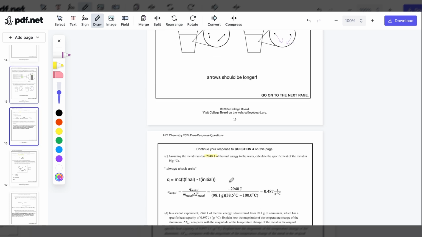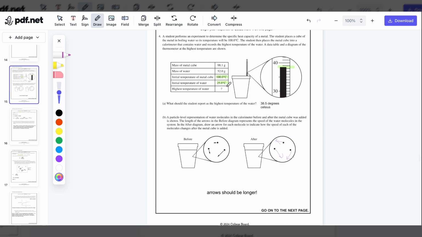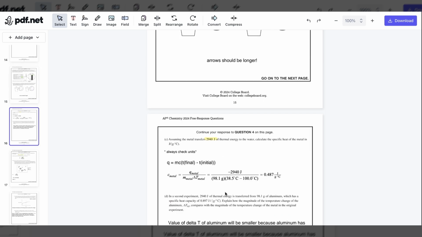And then your temperature change is, this was your initial, right? That's your initial and that's your final. And remember, we just said that the final was 38.5 degrees. So you plug that in and you should get 0.487 joules over grams times degrees Celsius. And notice I used 3 significant figures, as is shown right here, because this 0 is not significant, because there's no decimal point after it.